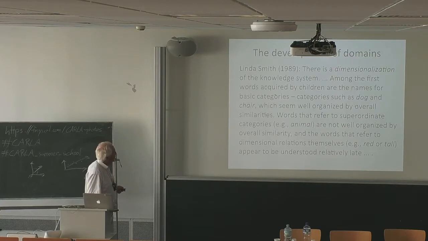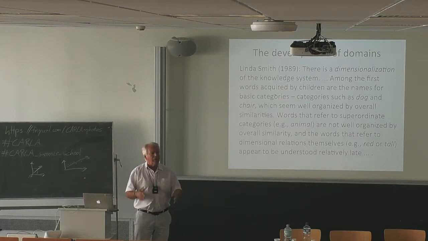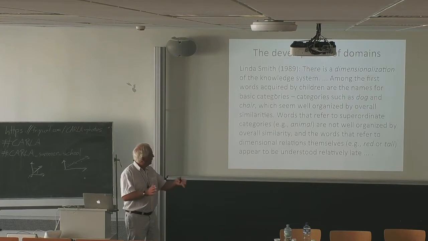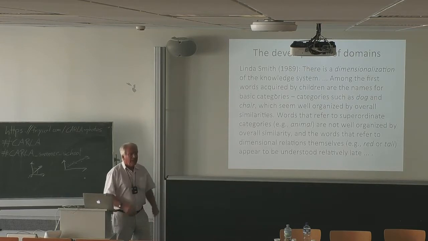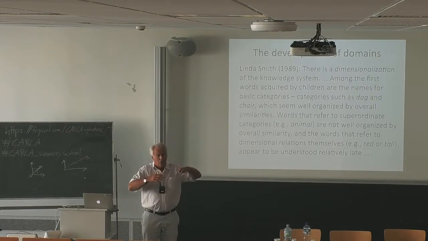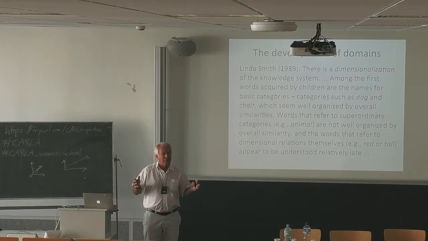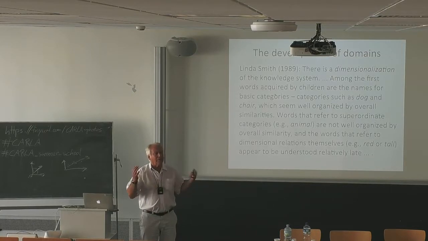But the important thing for me here is that words that refer to dimensional relations, like being tall or red or old and so on, are understood relatively late. And her idea is that in the child's mind, you're separating out the dimensions. You start with a holistic space. And then as you learn more domains, the color domain, the size domain, you're able to separate out these domains in your perception.